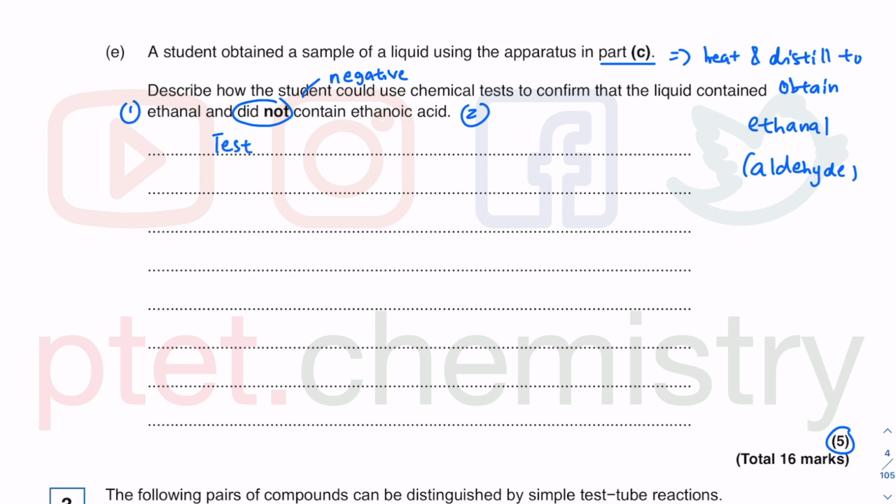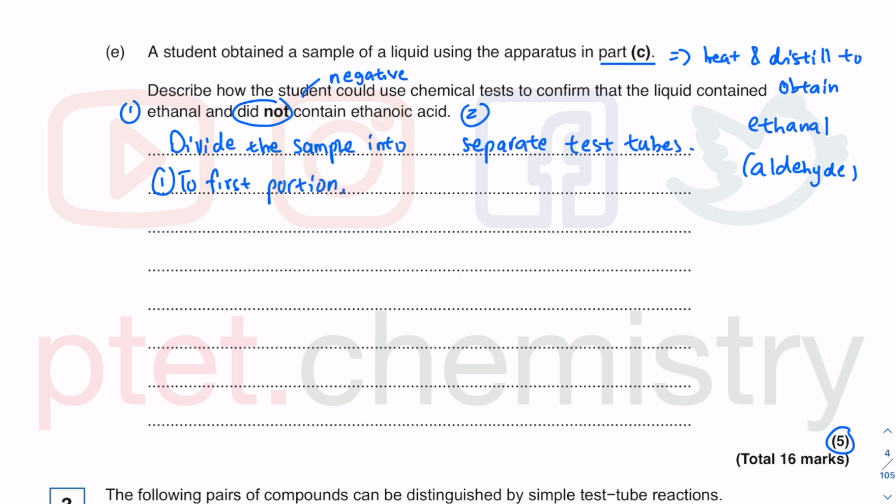So if I do the test, I can say divide the sample into separate test tubes. Let me guess, we'll probably leave a bit of space. Later on we can think about all the tests that we can do. Okay, so to the first portion, to the first test tube, what do we add? We can add some Tollens' reagent.